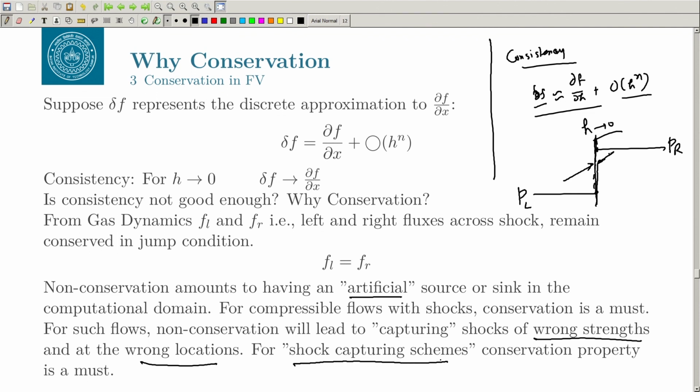We will look into more detail about finite volume. We will solve some problems, for example the convection diffusion scheme or even the shock tube problem in the next class. With that, I will stop here.